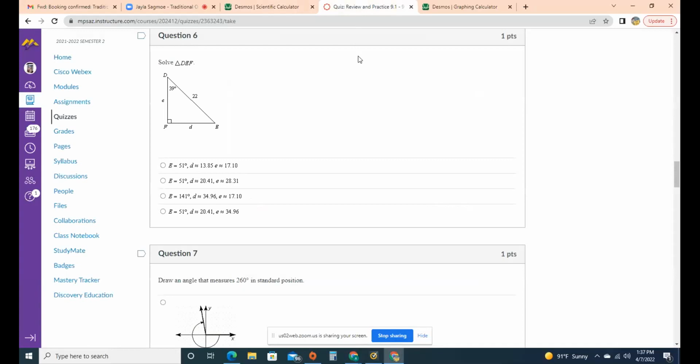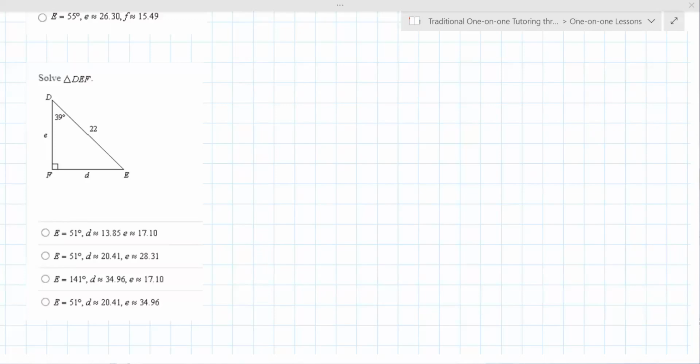All right, so question 6 is very similar. Let me grab it here. All the stuff you're doing here is shown in geometry, and then they cover it in trigonometry. It's not really part of Algebra 2, but some Algebra 2 courses overlap into these courses.